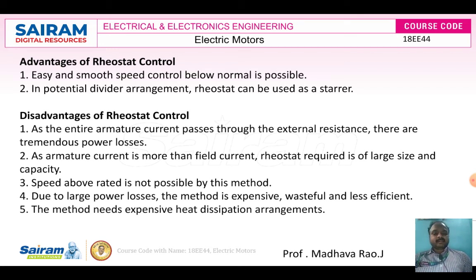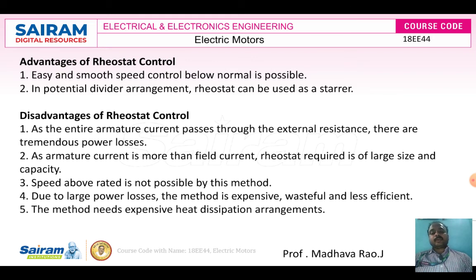And disadvantages: as the entire armature current passes through the external resistance, there is a tremendous power loss. The entire armature current flows through the armature winding and the rheostat, so we have more power loss in this method. The armature current is more than the field current, so the rheostat requirement is large. That's why the rating of the armature rheostat is more compared to the flux control method.